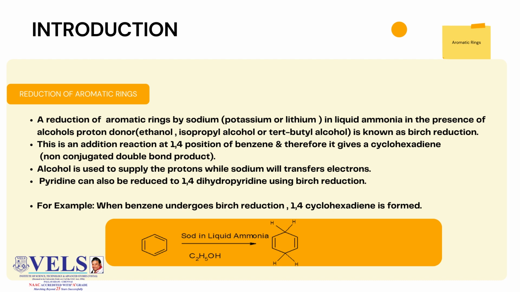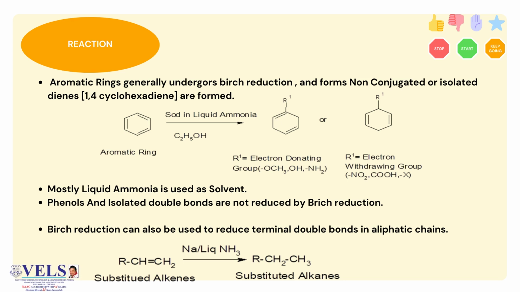So you can see an example here. When you take benzene and treat it with sodium in liquid ammonia, in the presence of ethanol, among the three double bonds, one double bond gets reduced and only two double bonds are retained, giving a product called 1,4 cyclohexadiene, with two hydrogens added at the first and fourth positions. That's the reason it is called 1,4 cyclohexadiene. We will understand this with a better example.